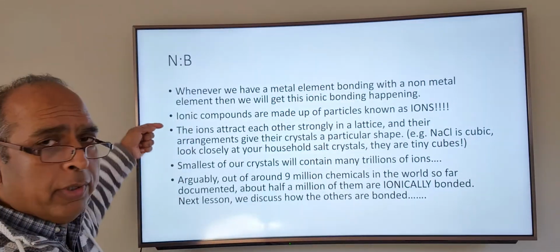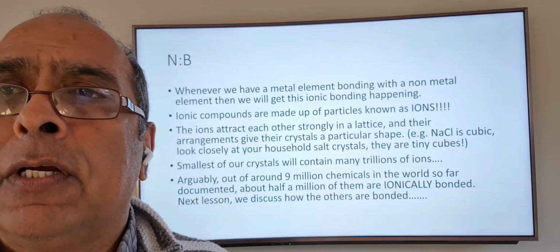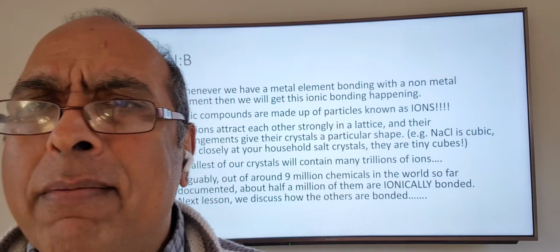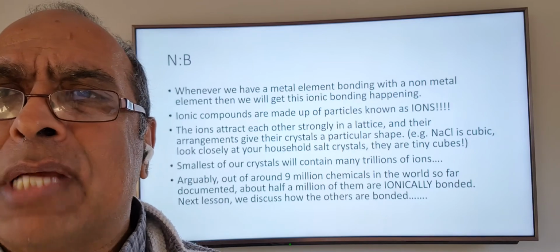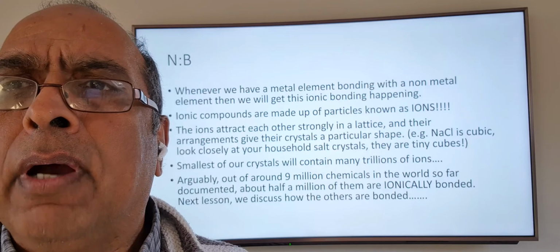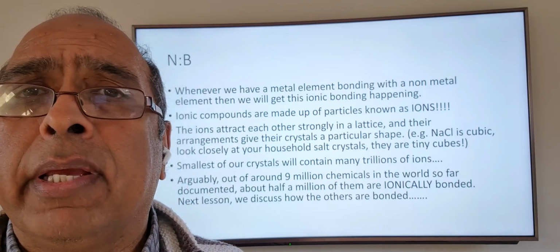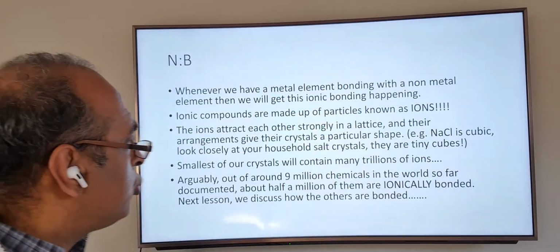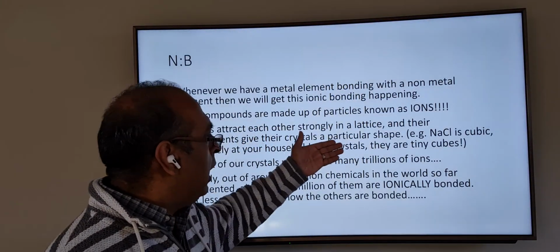The second point, really important. Ionic compounds have particles that make them up called ions. So many of my boys don't know that it's ions. It's ions. Ionic bonding. The particles present are ions. Ions. Ionic bonding. The ions attract each other strongly in a lattice. Their arrangements give their crystals a particular shape.